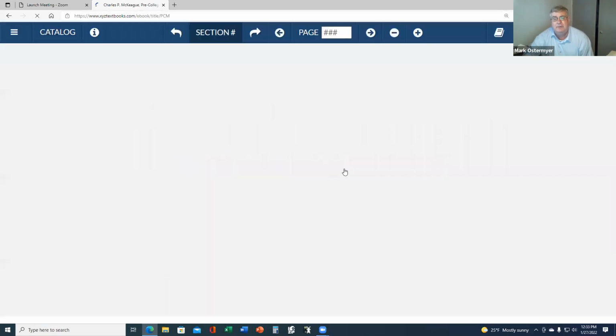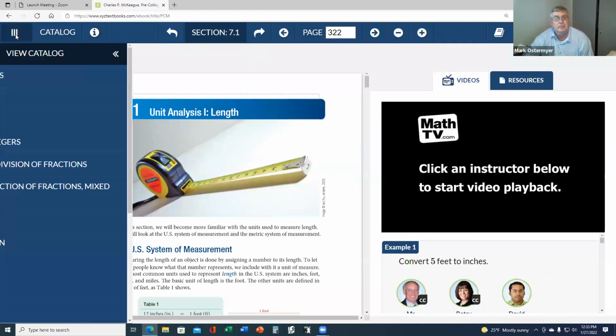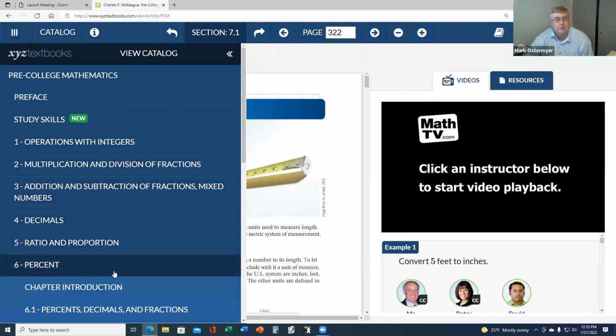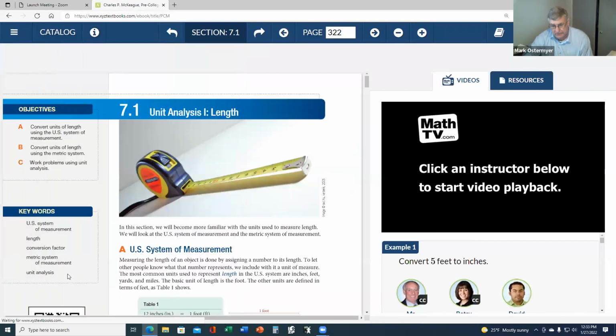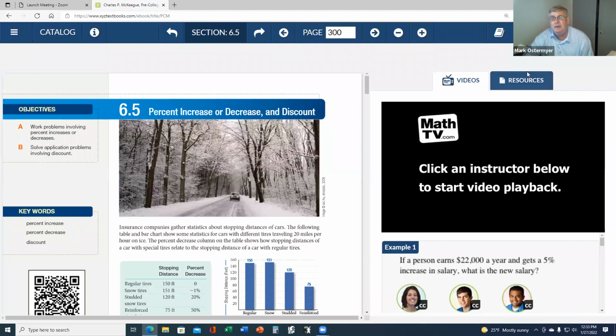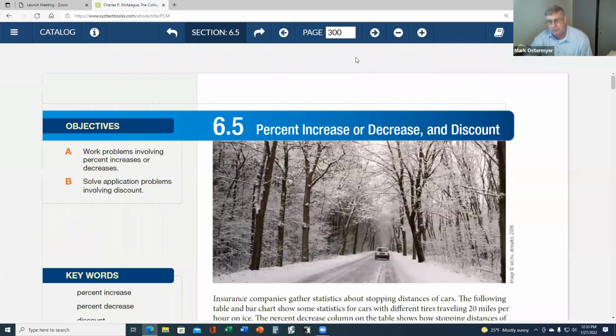All right, so section 6.5. We were working with percents 2 days ago. And in 6.5, we're going to work with percent increase or decrease and also discounts, okay? Oftentimes we hear the phrase like there was a 3% increase in the gas price, or a 5% decrease in our wages, unfortunately. So we're going to work with percent increase and percent decrease, and also with discounts in section 6.5.